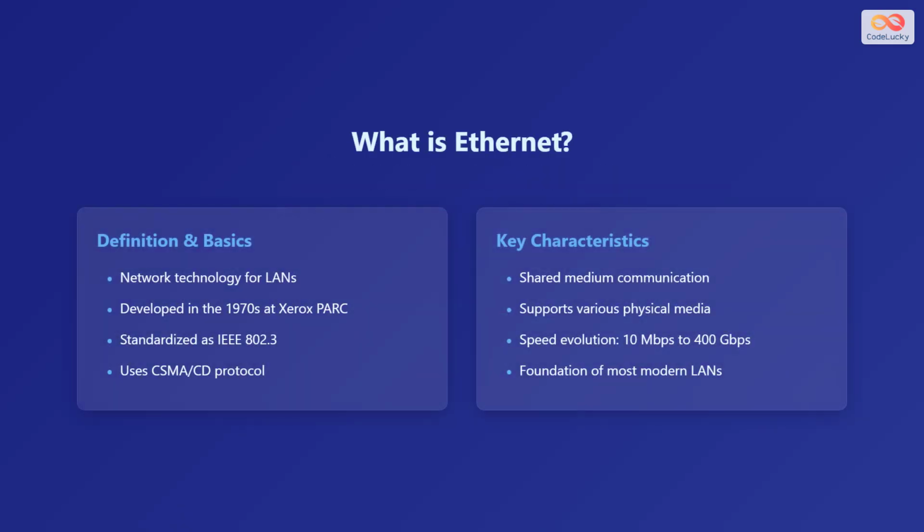So, what exactly is Ethernet? Ethernet is a network technology primarily used for local area networks, or LANs. It was developed in the 1970s at Xerox PARC, which is short for Palo Alto Research Center, and later standardized as IEEE 802.3. Ethernet uses a protocol called Carrier Sense Multiple Access with Collision Detection, often abbreviated as CSMA/CD.